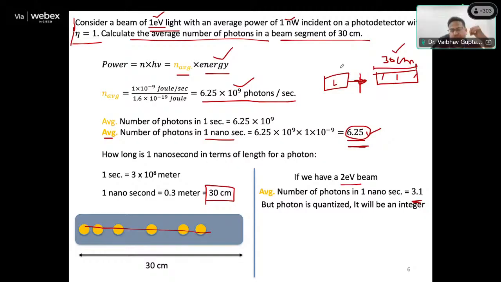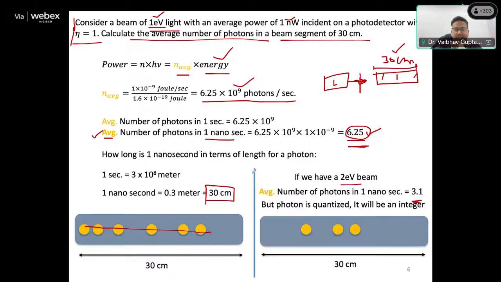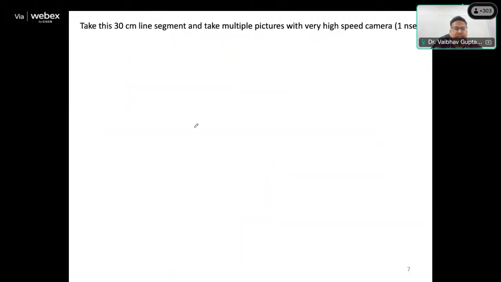I told you photon is a quantized number, but it doesn't matter. It should be an integer, but there is no need to make it an integer because this is the average value. But what do I mean when I say it is the average value? Because here I'm saying that in 30 centimeter I should see 3.1 photons, which we know doesn't make any sense. It should be some integer number. Then what do I mean when I say average number of photons? So let's try to see in the next slide.